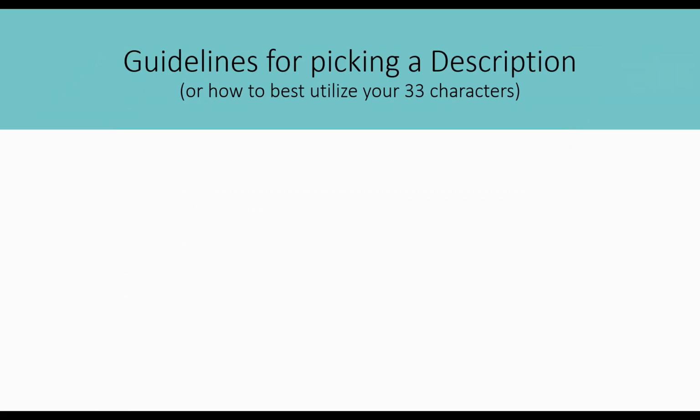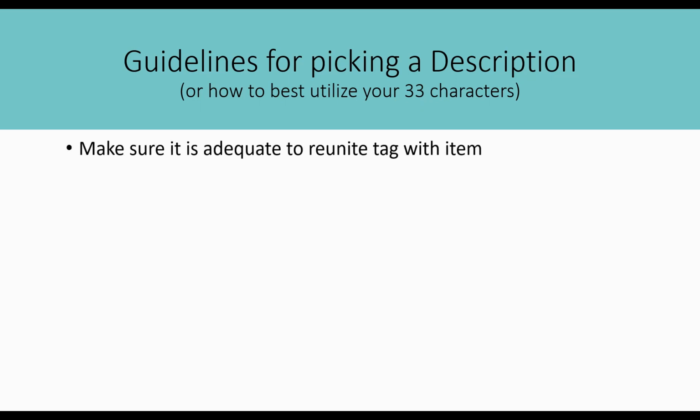I want to expand on the label description for a moment. The description will be used to reunite a tag with the item if they should become separated. If the tag and the item cannot be reunited at the sale, the item will be taken off the sale floor. The quicker they are matched, the quicker your item returns to the sale.